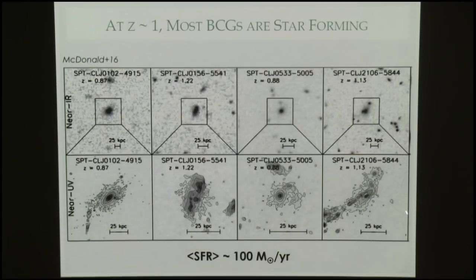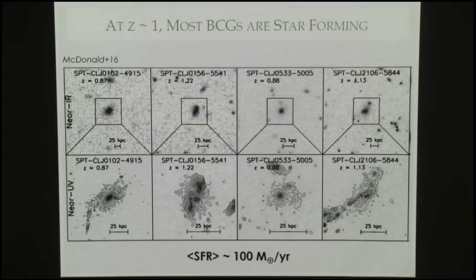So this is 4 systems at redshift 1. These are the near-infrared images of the core, just to convince you that we're actually talking about the BCG, the brightest cluster galaxy. Then if we look with HST at the rest frame near UV, we see a lot of clumpy extended emission. These are all 100 solar mass per year starbursts in the centers of clusters.